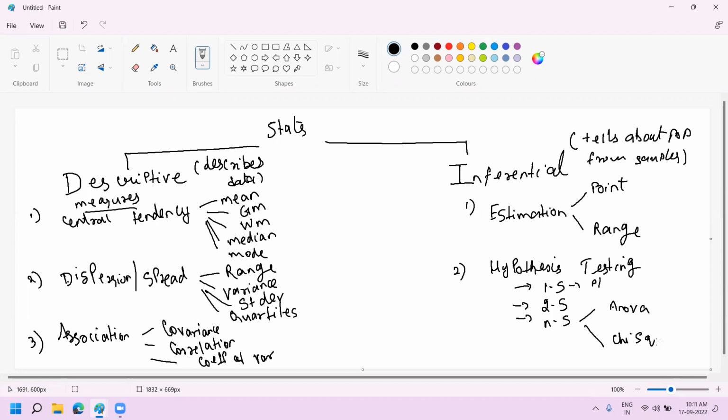Now tell me, out of all these things, what are the measures you have done? Are you aware of these measures? You know where they are used, why they are used? Why and where, we are not talking about it. But on the tool level, we have done.